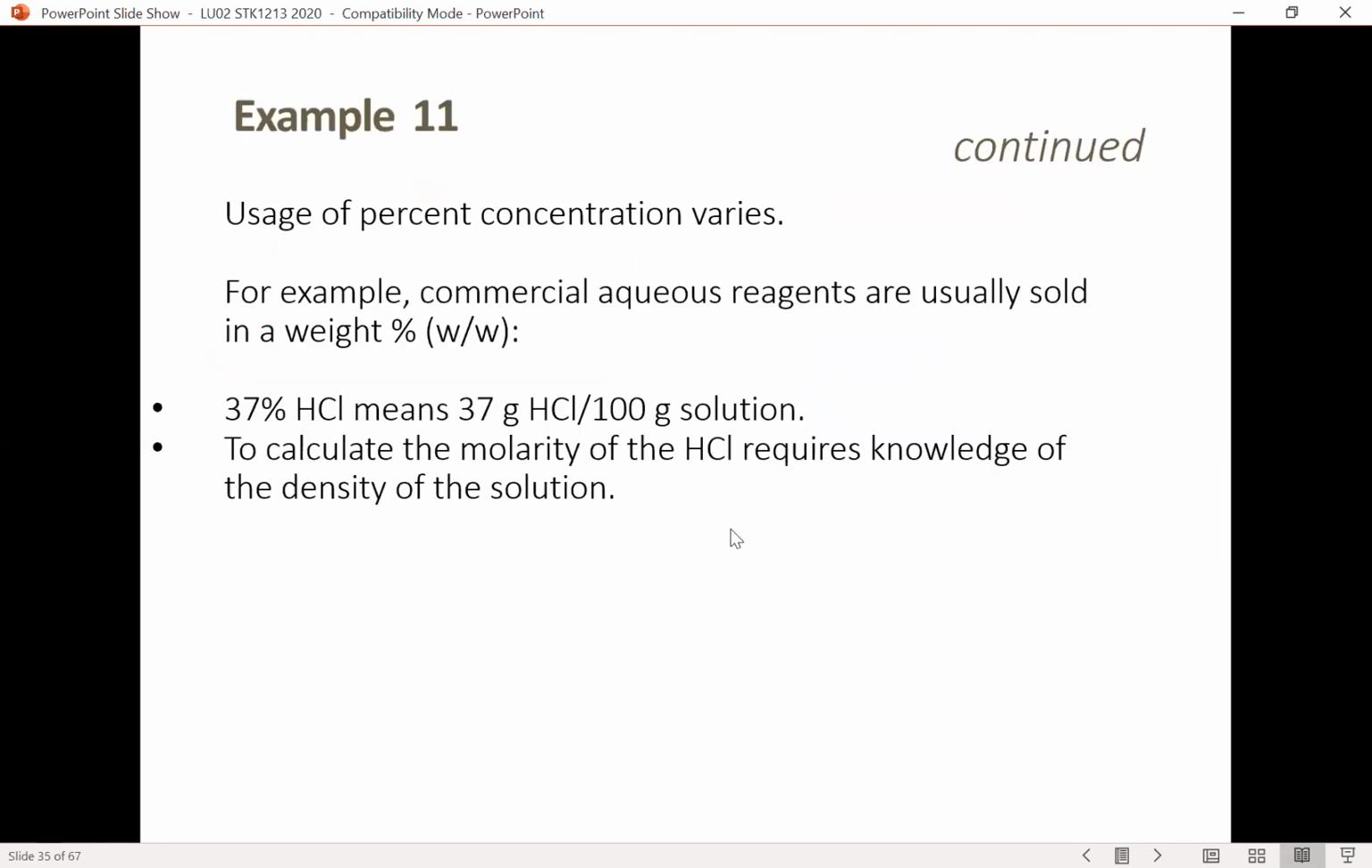These are the examples of how we use different percent concentration. Let's say we have hydrochloric acid solutions supplied to our laboratories. They are usually sold in weight to weight percent. For example, if you see the label on an HCl bottle, 37%, it means that there are 37 gram of hydrochloric acid in 100 gram of hydrochloric acid solution. So in order to calculate the molarity, you need to know the density of the solution, just like example 9 and example 10 just now. Okay.